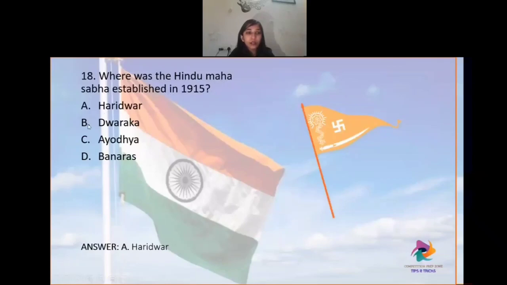Where was the Hindu Mahasabha established in 1915? A option Haridwar, B Dwarka, C Ayodhya, D Banaras. So the Hindu Mahasabha established in 1915 is in Haridwar.